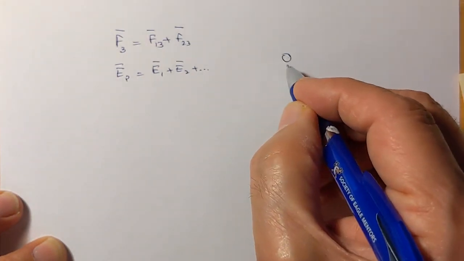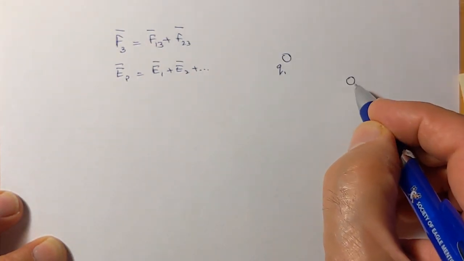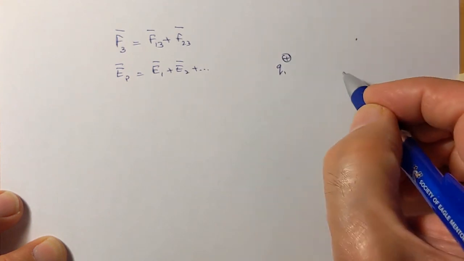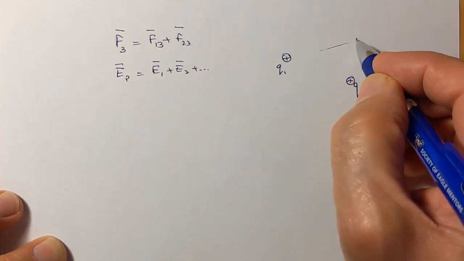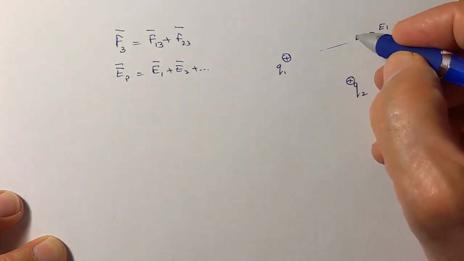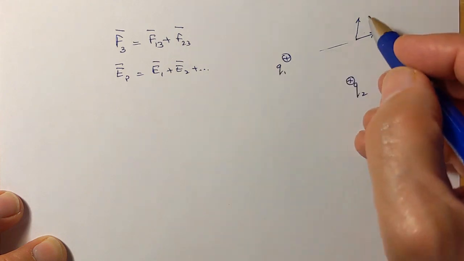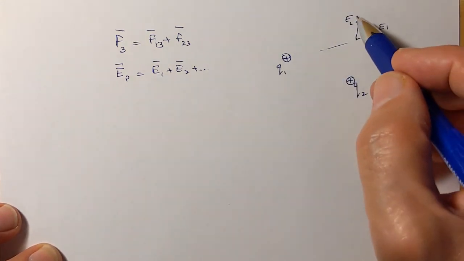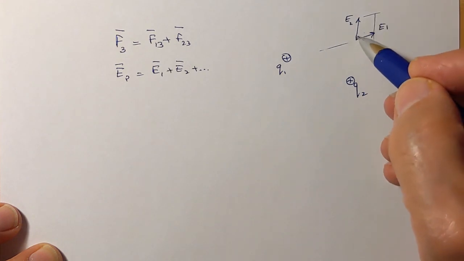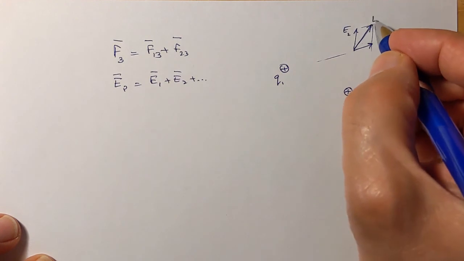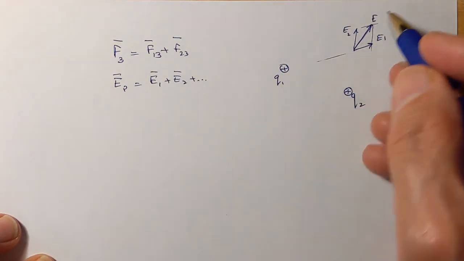So if I have Q1 and Q2 and I want to find the electric field here, if these are both positive, the electric field due to this charge will be in this direction, and due to the other charge it's going to be in this direction, and the resultant electric field is going to be the sum of these two. So I can add these two vectorially, and that will be the resultant electric field. And if there's more, we just do the same thing.